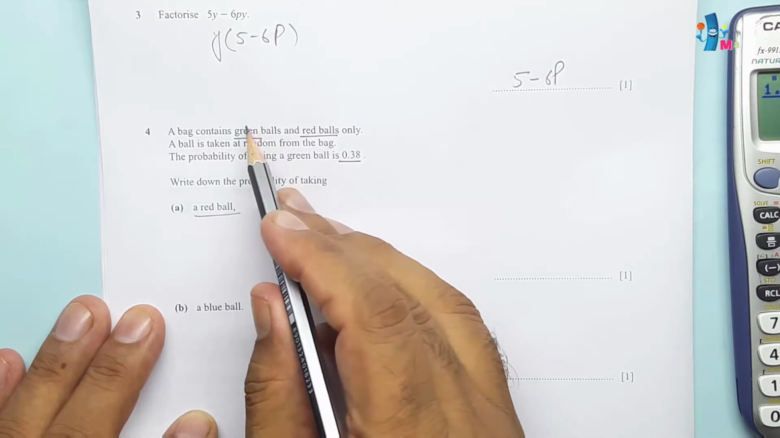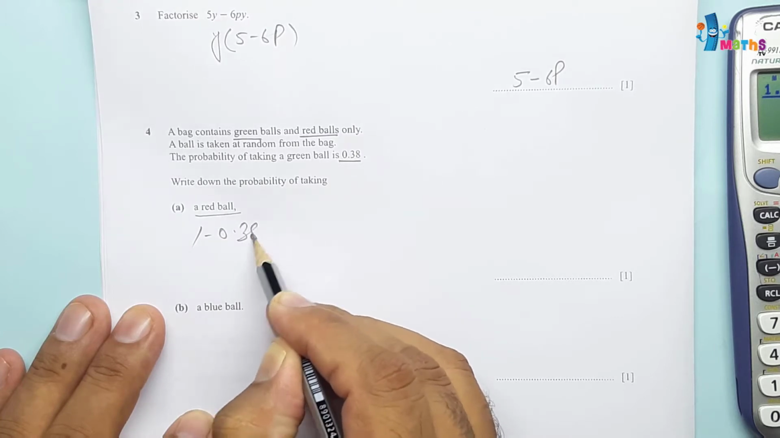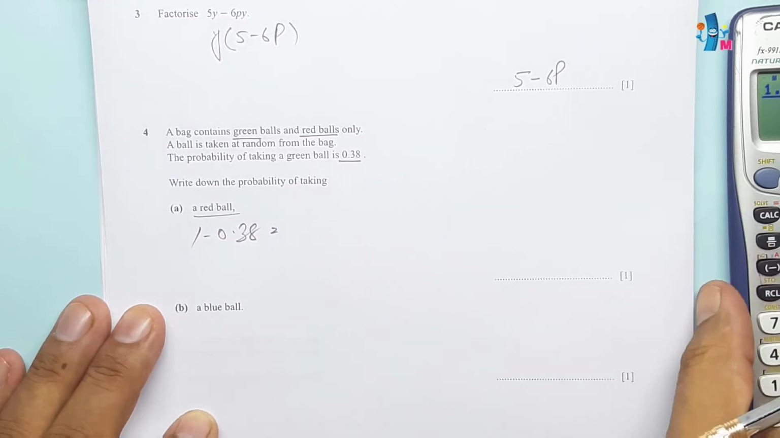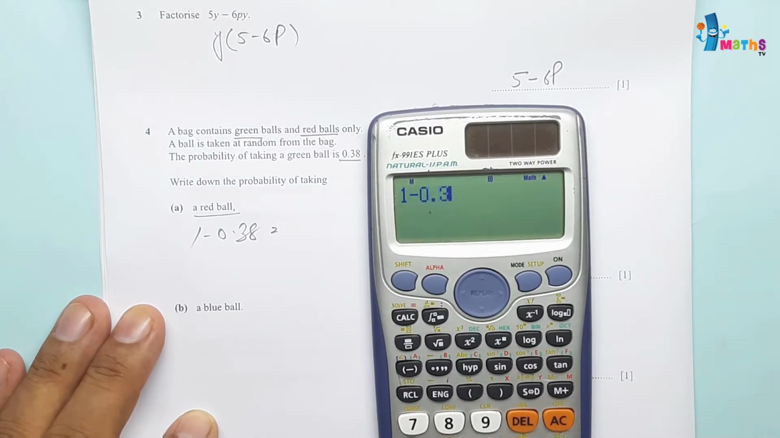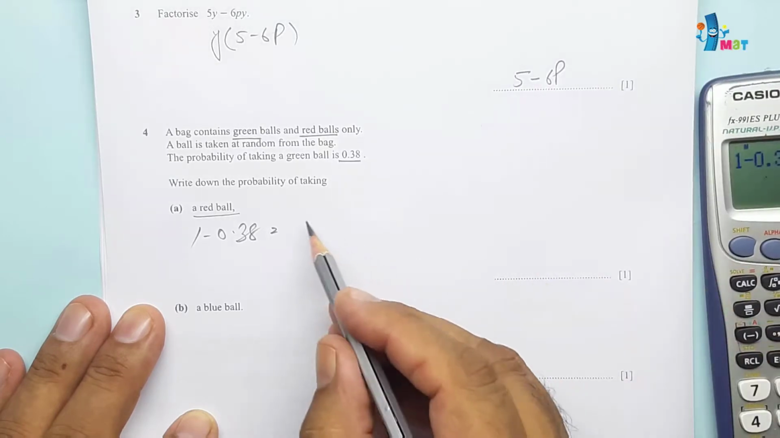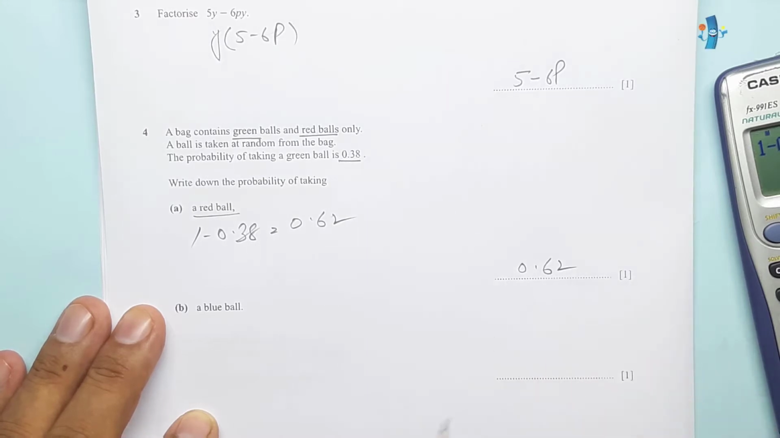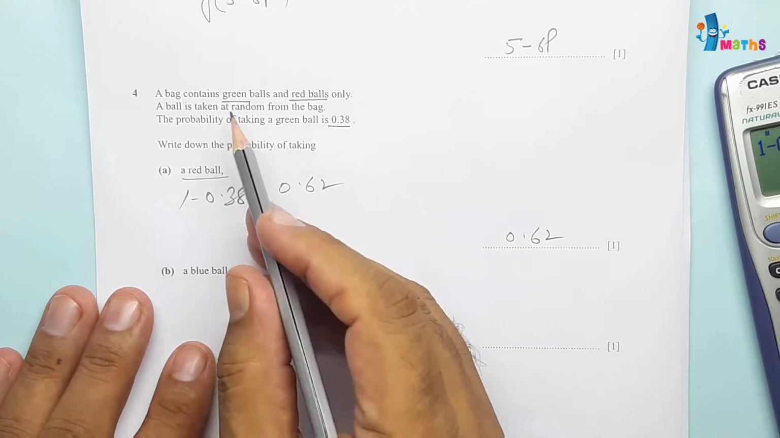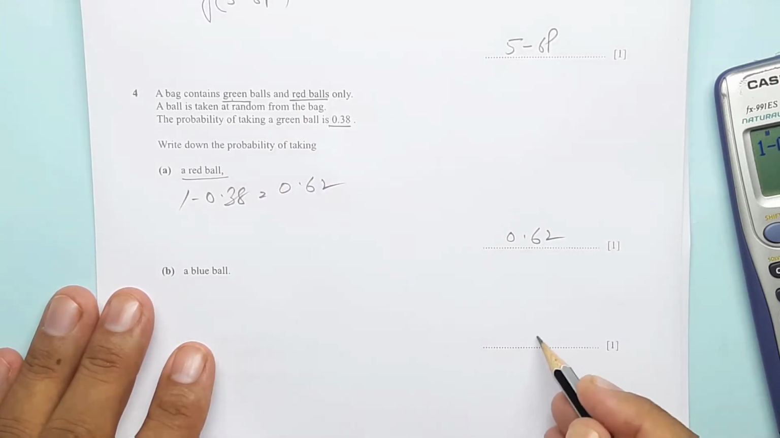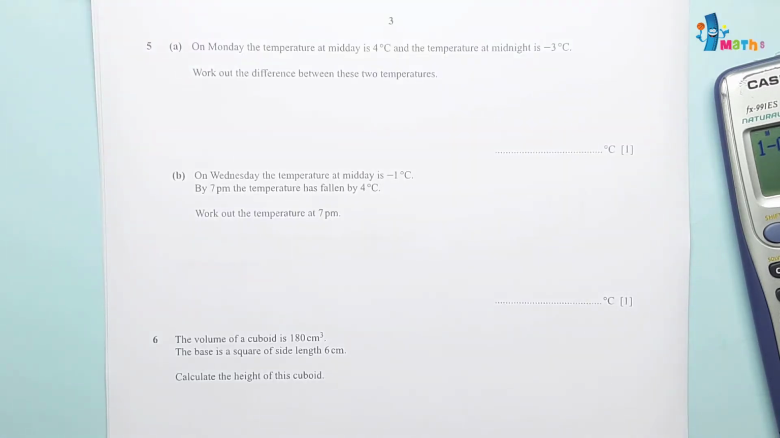So total probability is 1. So 1 minus 0.38. This will be equal to 0.62, which will be our answer. Now a blue ball: balls are only green and red, so there is no blue ball, so probability will be 0.